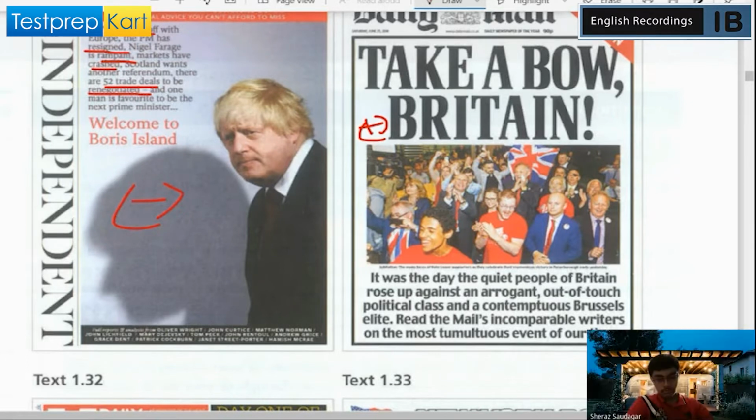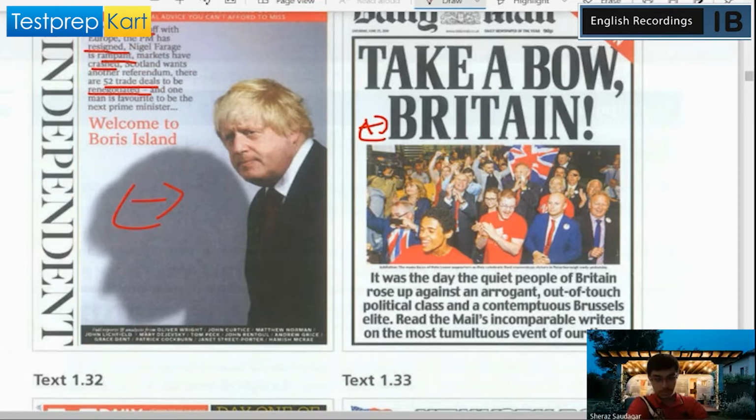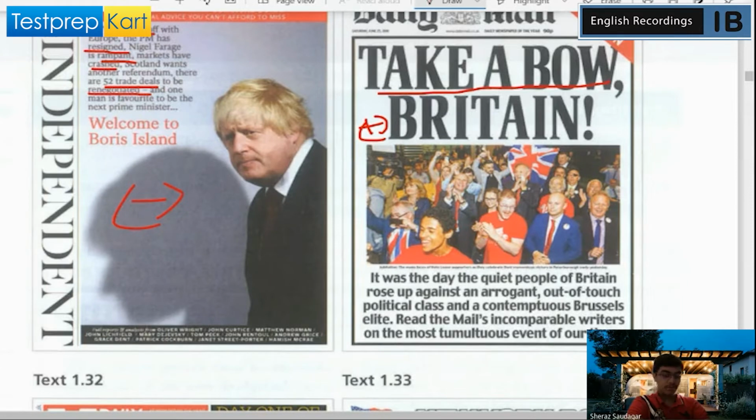Got it? Okay. Now take the one above. Why is it positive? Because you can see a lot of people are happy in the image and they're sort of celebrating with their hands. "Take a bow" is a positive phrase. When do you take a bow? When you've accomplished something or when you performed well. So yeah, that's the first positive thing.